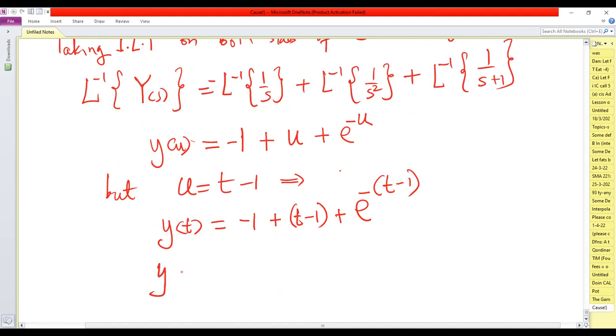So y of t, now minus 1 and minus 1 will be minus 2, and then this will be positive, so we'll have t minus 2, and then plus e raised to power, this now 1 will be positive and t will be negative. So therefore, this is the correct solution to that given problem.